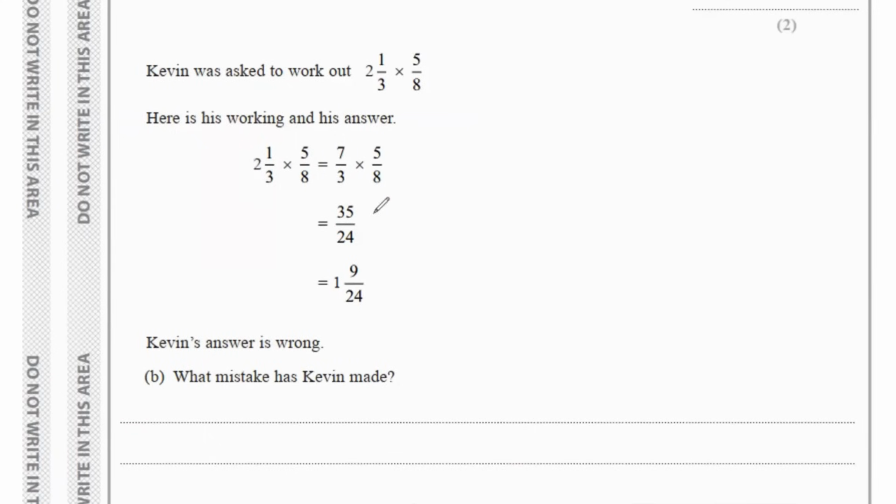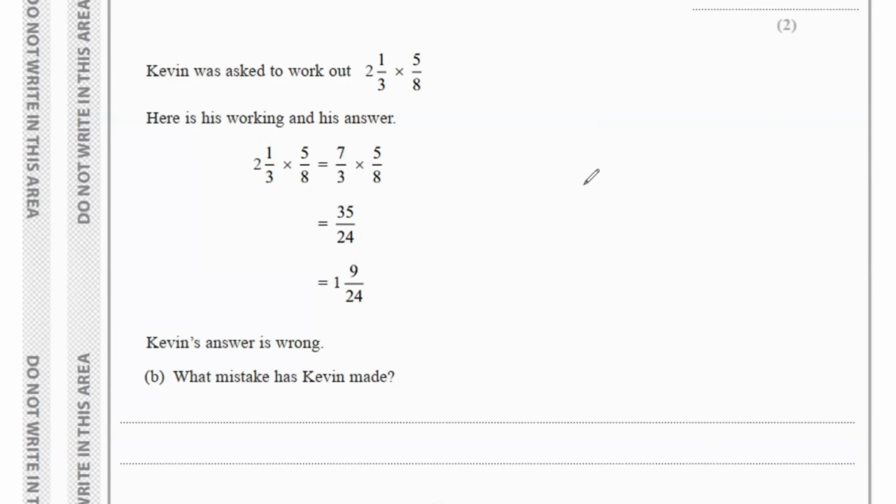So 7 over 3. Now when we're multiplying fractions, we can multiply the numerator with the numerator and denominator with the denominator. If we can simplify the fraction, we can simplify it vertically and diagonally. In this case, since we can't simplify it, we just multiply the numerators and the denominators. So that's 35 over 24.